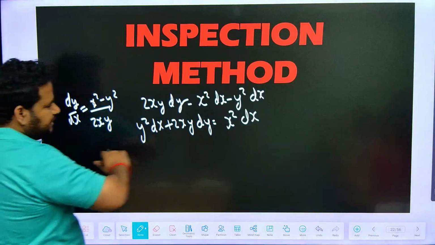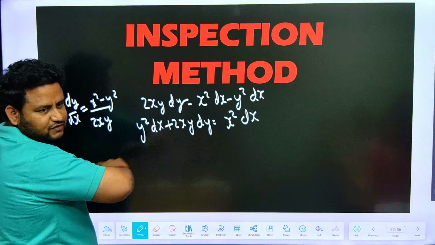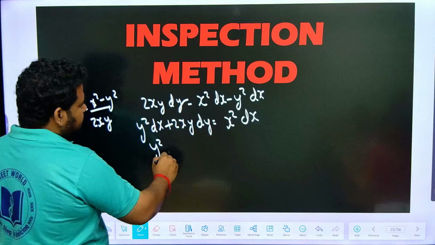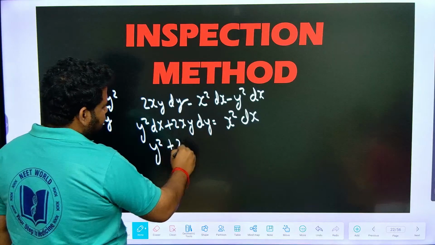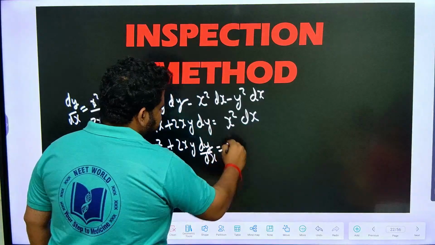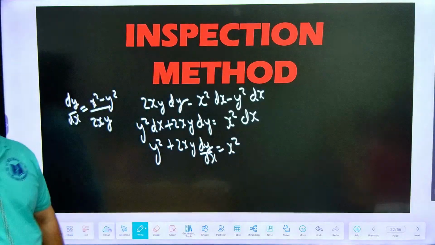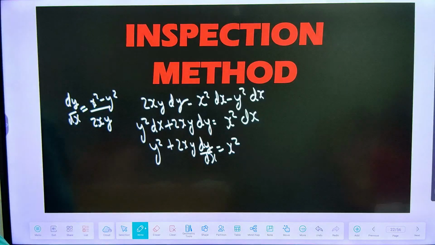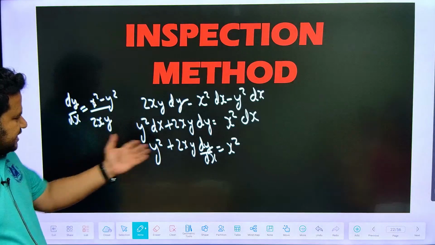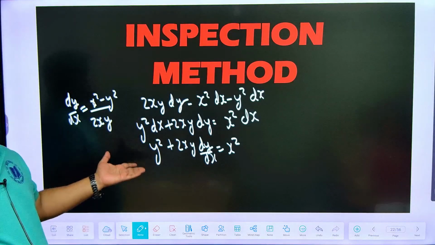Now if I multiply throughout by dx, what I will have? y square plus 2xy dy by dx is equal to x square dx by dx. Correct? That is what we are having. Question is same. Yes, that is correct. Otherwise, we can either divide throughout by dx, even without that also we can solve.